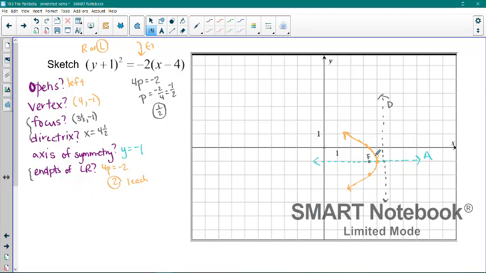Let's label these endpoints. Okay, now I moved away from the focus this time. The focus was at (3.5, -1), and I went up 1. So that puts me at (3.5, 0). I was at (3.5, -1), and I went down 1. That puts me at (3.5, -2). And now we have sketched a parabola that does not have its vertex at the origin.